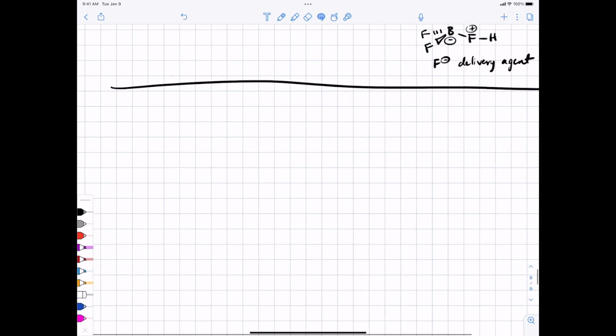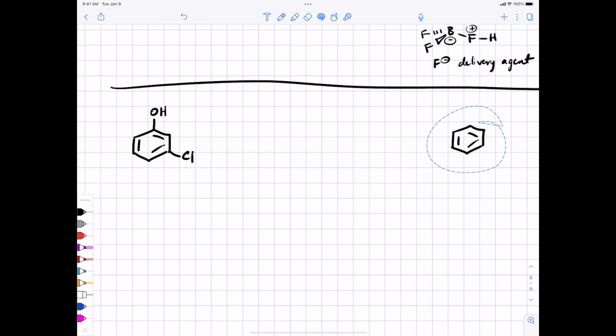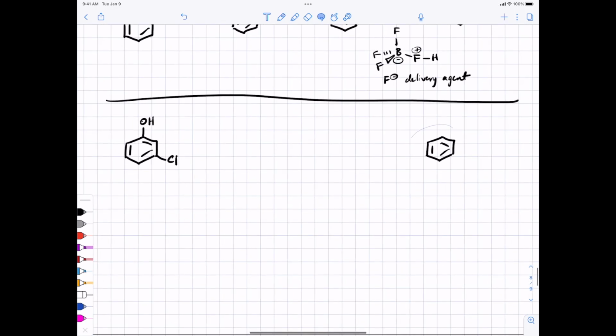All right, so let's make this one. And you got to start with benzene. And there's a clue. And the clue is in the relationship between the OH group and the chloro group and where they are in space. So take a few minutes and see if you can figure that one out.